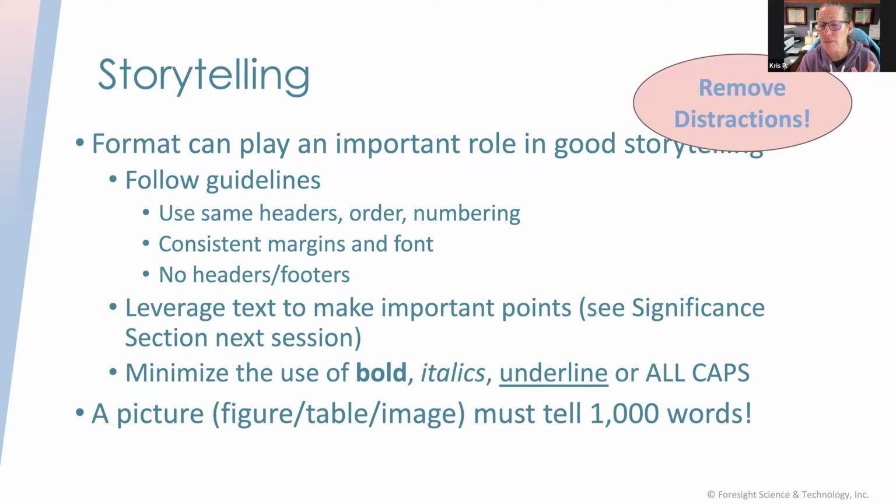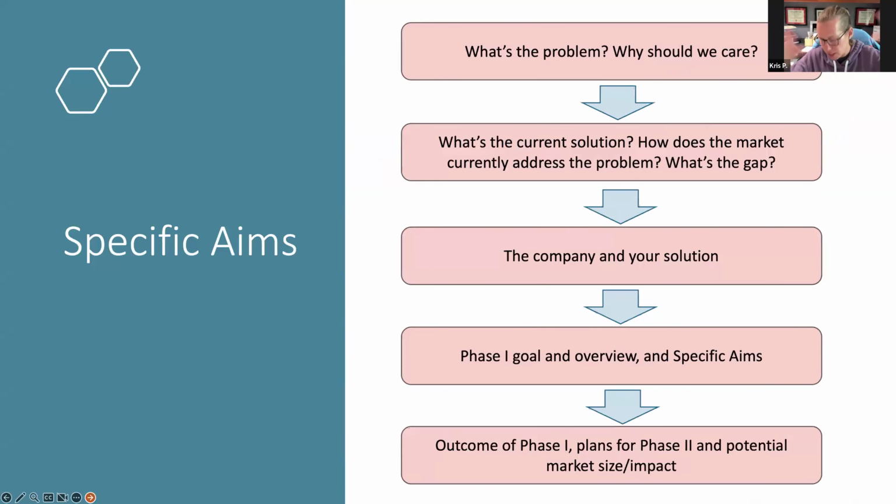But you can leverage text to make important points. In the next session, you will see this when I give examples of the significance section, how we leverage text to make really important points. And if you include a picture or a figure, which I really highly suggest that you should, it really does need to tell 1,000 words. A lot of times I see proposals that have 50 figures and images, and really we have to pick only the best ones. There's only room for the best ones, or we pick the one that shows the most promising preliminary data. We can't show all of the preliminary data. We have to show the one that has the best view of the preliminary data.